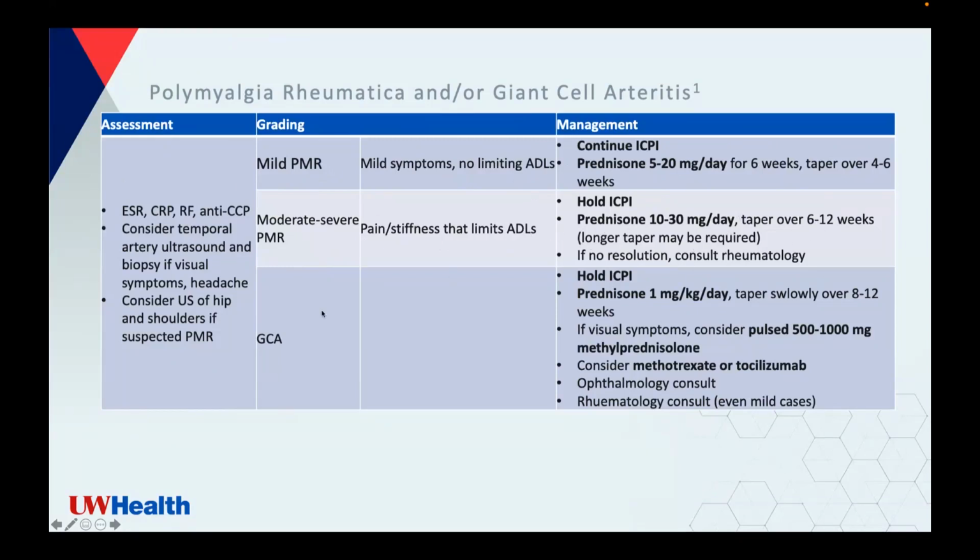And then for GCA, we would hold the ICPI, give prednisone 1 mg per kg per day. And if the patient does have a visual presentation or it's impacting their vision, at this point we would want to consider high dose steroids, so pulsing 500 to 1,000 milligrams of methylprednisolone daily. And we can also consider methotrexate and tocilizumab for refractory or severe cases.